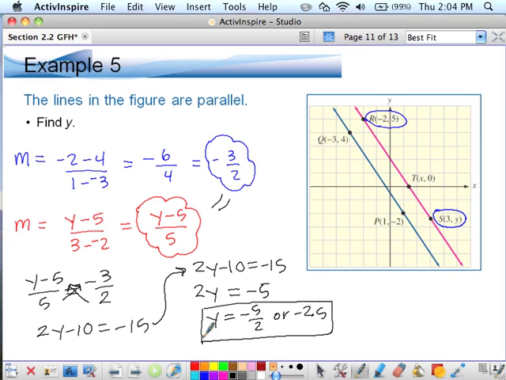You could also go back and substitute that value in and do the slope over to make sure that it gives you negative 3 halves when y is negative 2.5.